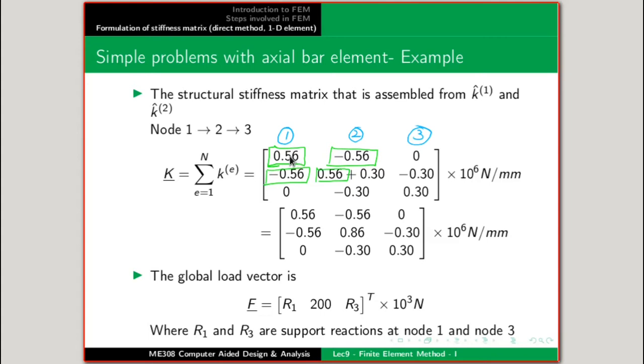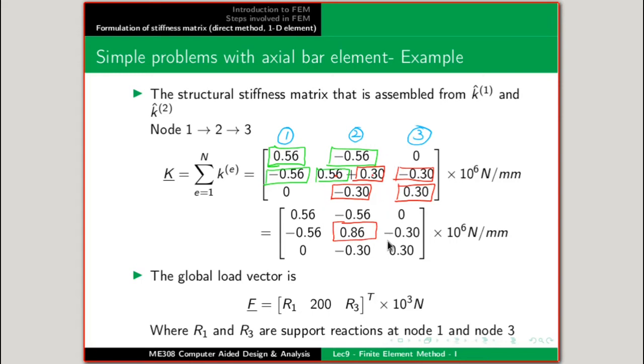So we have to write down the components of the element stiffness matrix for the first element in between node 1 and node 2. Between node 2 and node 3, we have to write down the element stiffness matrix for the second element, that is steel. That is, we have 0.3, minus 0.3, minus 0.3 and 0.3. Here we have to sum these two elemental components, that is 0.56 and 0.3, that is 0.86.